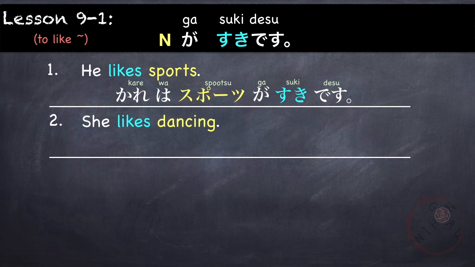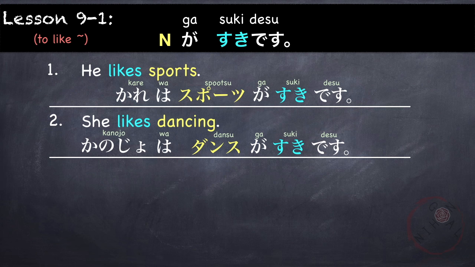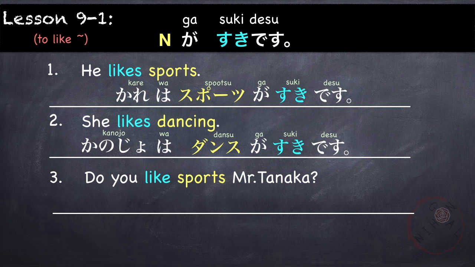Another example, she likes dancing. First is the subject, which is she, 彼女は. Dance is followed by the particle ga, and then the adjective likes, 好きです. 彼女はダンスが好きです. And to ask the question, do you like something?